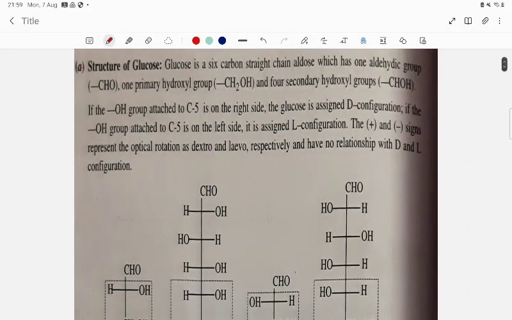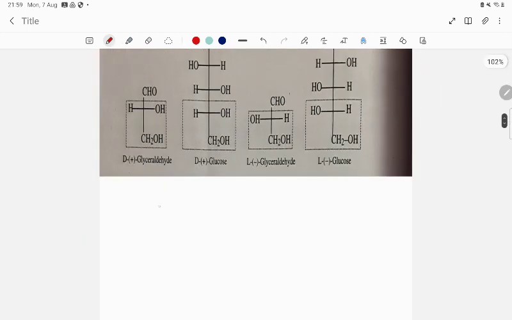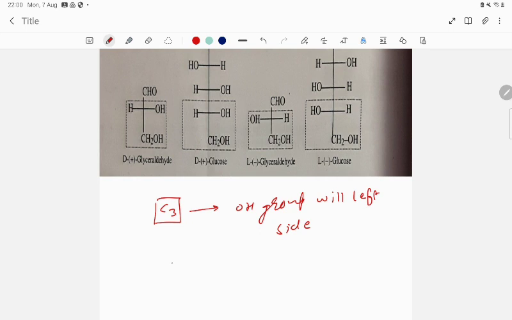Hello student, let's try to understand the structure of glucose. So, the Fisher projection we are going to understand. What does Fisher say that we have to understand? At the third carbon, at C3, the OH group will be on the left side. This is the first point he said.